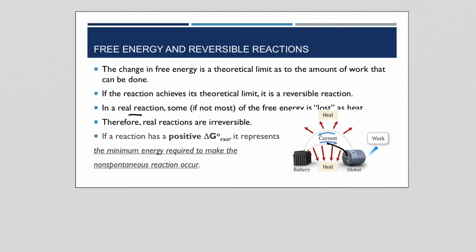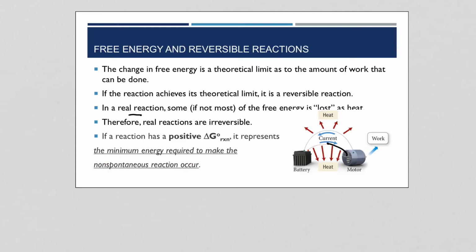because that way we're giving off free energy. But what if the delta G is positive? What do we have? A non-spontaneous reaction. Well, then the delta G represents the minimum energy required to make a non-spontaneous reaction occur.